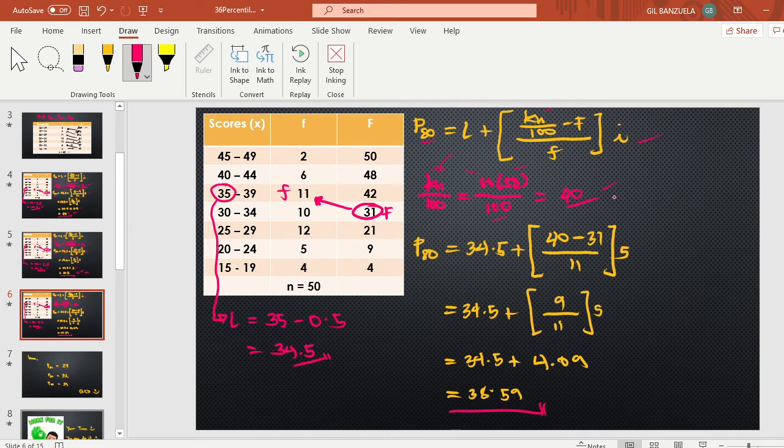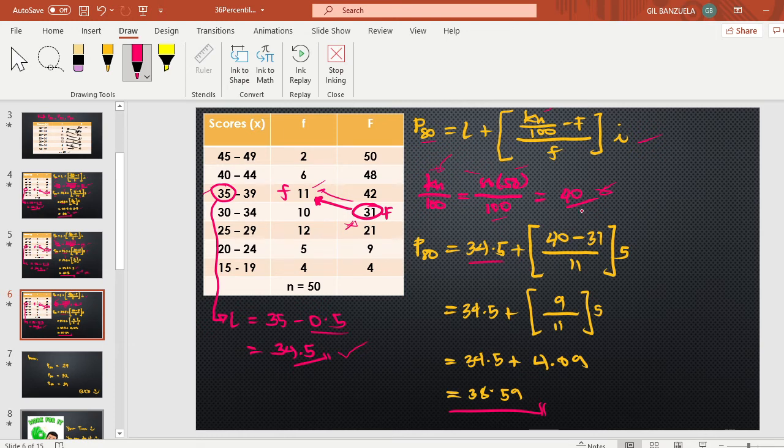Take note that your cumulative frequency should not exceed 40. That's why we use 31. And again, one step higher, then we will get the value for our frequency where the lower limit 35 is located, to be subtracted by 0.5 to get our true lower limit, which is 34.5.